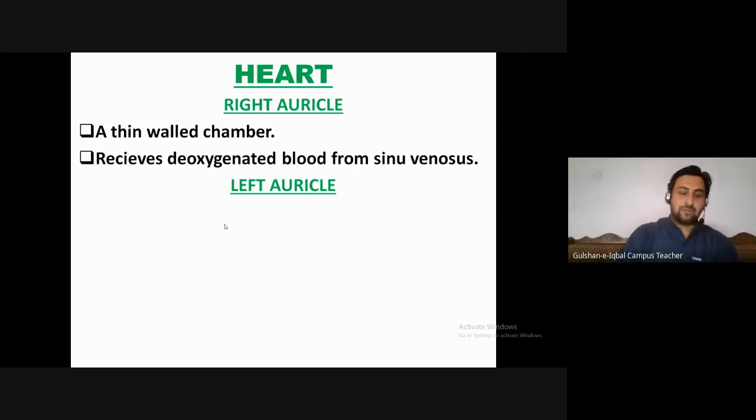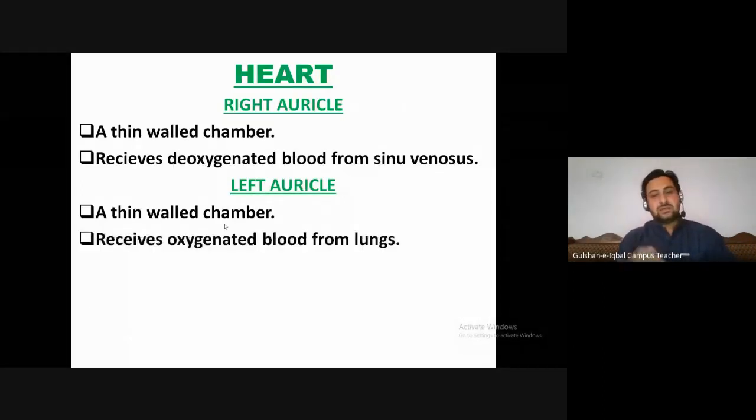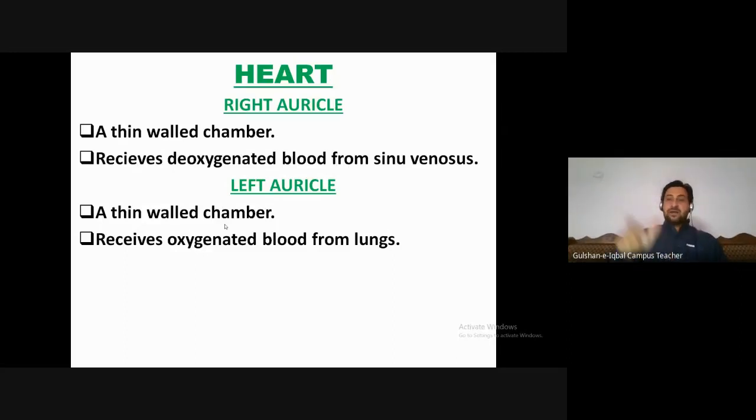And the second chamber is the left auricle. It's also a thin-walled chamber because the amount of muscle is less, and it receives oxygenated blood from lungs. Okay, it receives oxygenated blood.